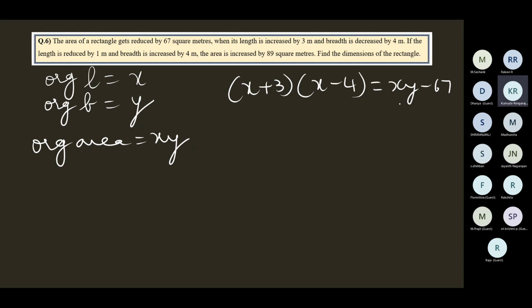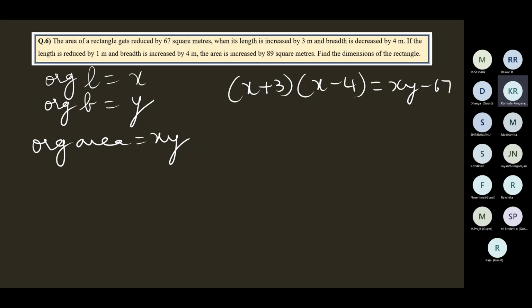The area does not become 67. The area is reduced by 67. So whatever is the original area minus 67. New length into the new breadth is equal to the new area. Length is increased by 3. Breadth is decreased by 4. So plus 3 minus 4.